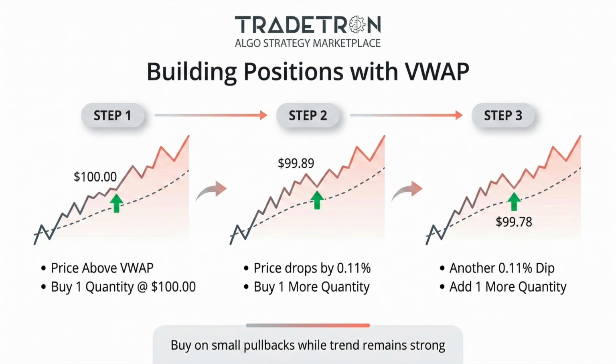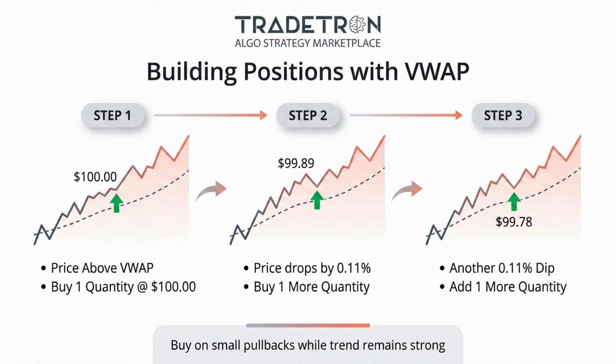Now, this is a positional strategy, which means we don't jump in and out quickly. Instead, we stay in the trade and follow the trend as long as it continues. Let's understand this with a simple example. Imagine a stock is trading at $100, and it moves above VWAP. This gives us a buy signal, so we buy one quantity at 100.